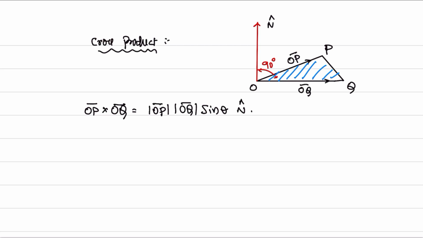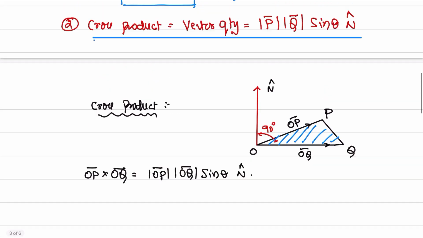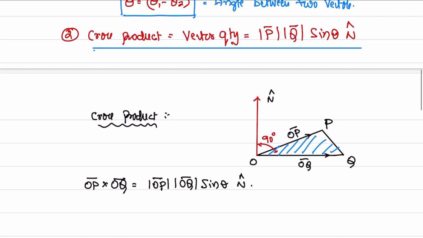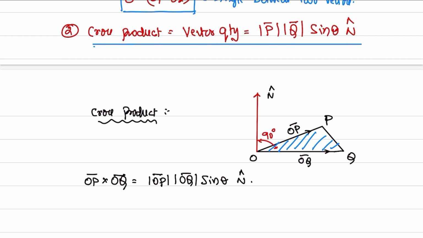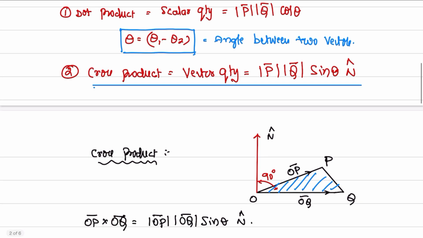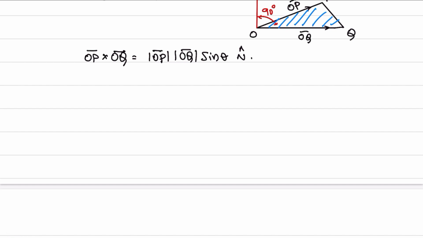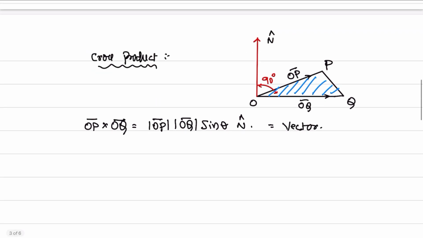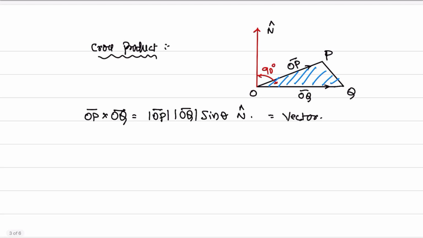Now, we understood what the dot product is and what the cross product is. The dot product is AB cos theta, here PQ cos theta, and the cross product is the magnitude of OP and the magnitude of OQ into sin theta into the normal, because it is a vector quantity. The cross product is a vector, the dot product is a scalar.